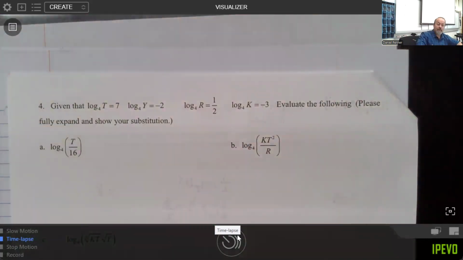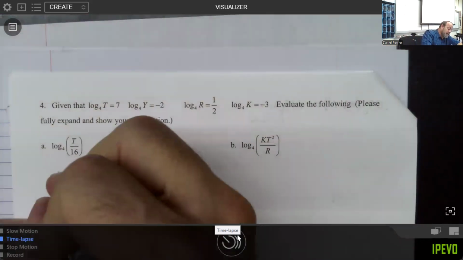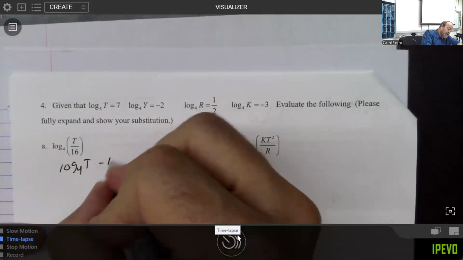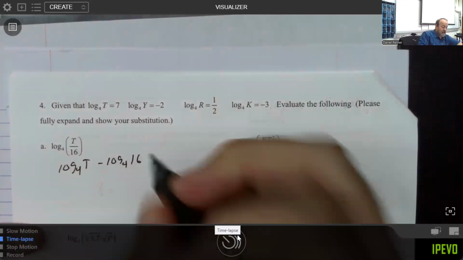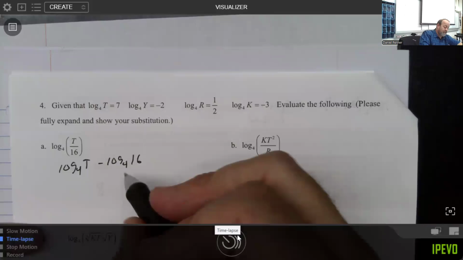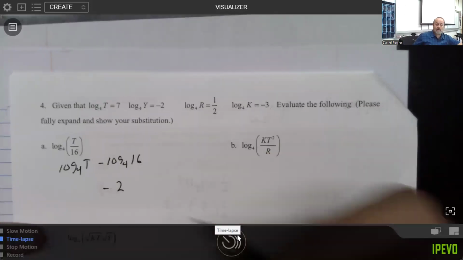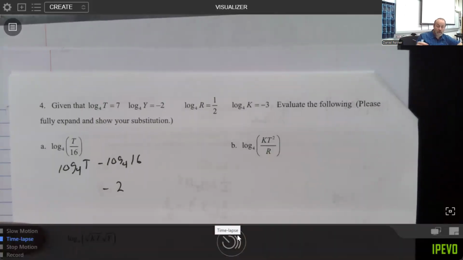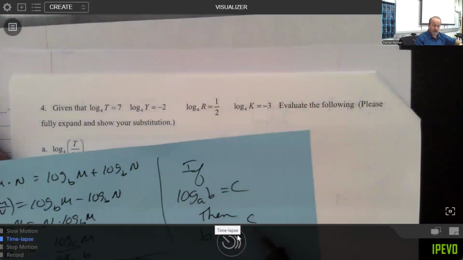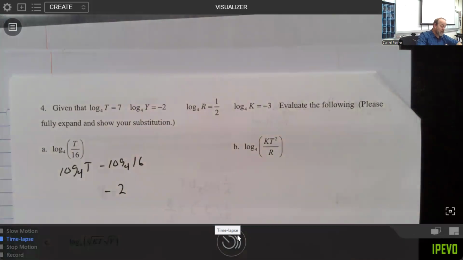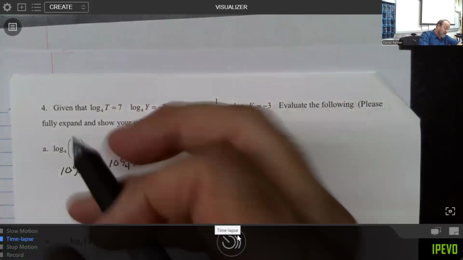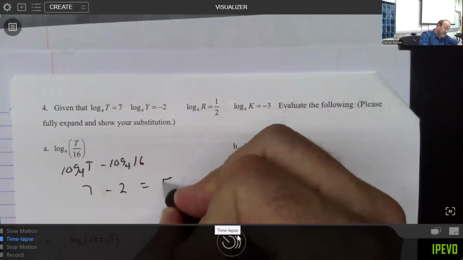So in this problem, they're asking me to pull it apart because this says I've got the log base 4 of t minus the log base 4 of 16. And I can do that because these are being divided. Now I know that 4 to the 2 power is 16, so the log base 4 of 16 is 2. Remember, the definition of a log is, what is that exponent? And up here it says the log base 4 of t is 7. So it looks like my answer is just plain old 5.